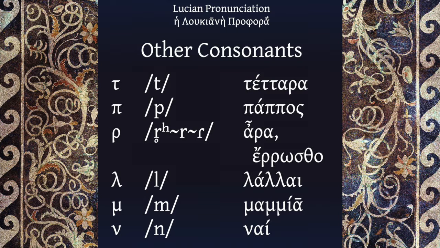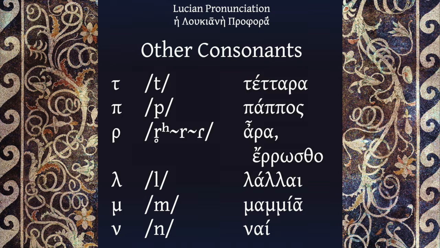Make sure that tau, pi, and kappa are not aspirated at the beginning of a word, thus tetra and not tetra, or pappos and not pappos. Ro should be a tap when between vowels, and it should be a trill when it is doubled or at the beginning of a word. Thus, we should be saying ara and not arra, or errosto and not erosto.